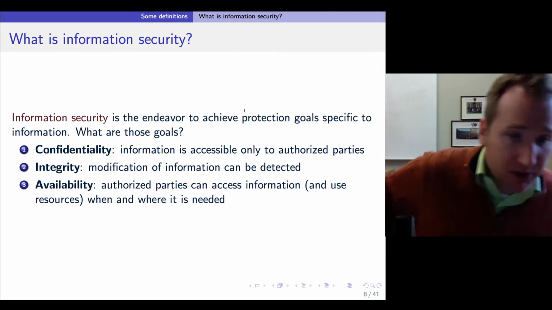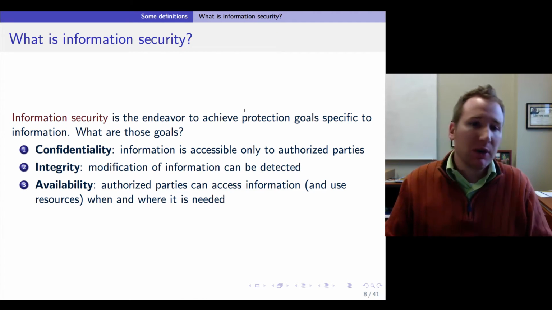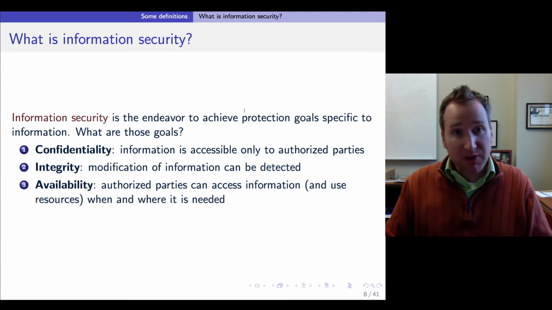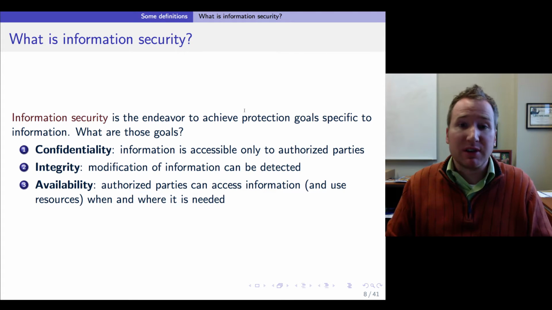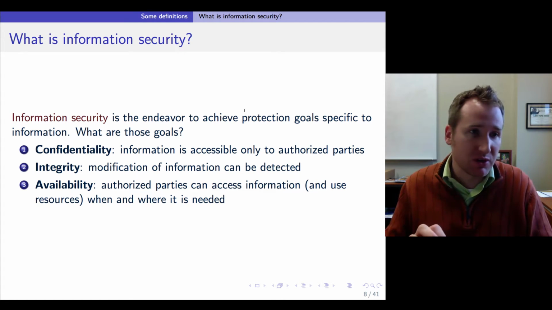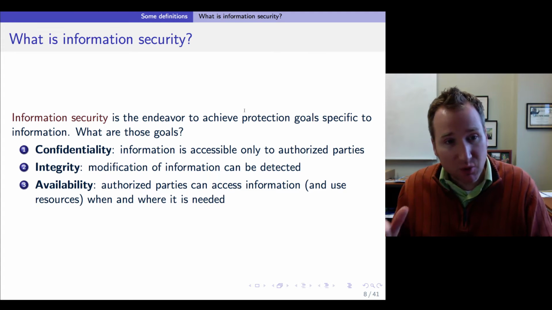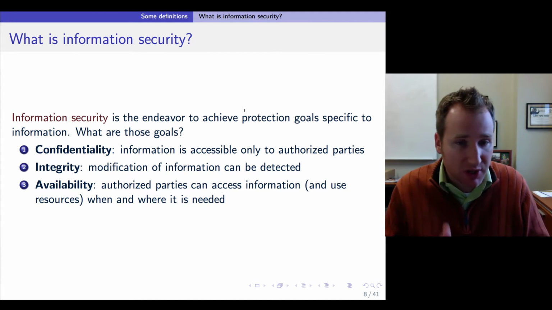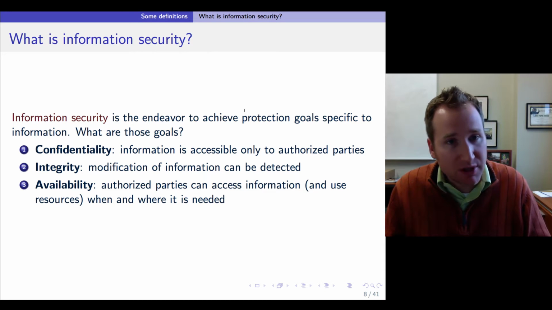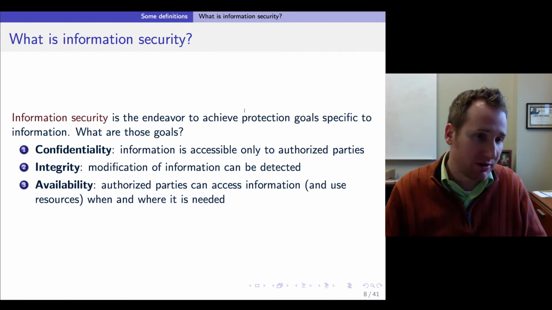Okay, so we talked about security. We talked about information. What's information security? Well, at its most fundamental level, information security is an endeavor that tries to achieve protection goals specific to information. And it sort of boils down to three high-level goals. One is to protect confidentiality. And by confidentiality, we mean that information is accessible only to authorized parties.